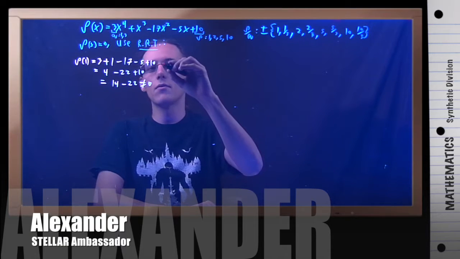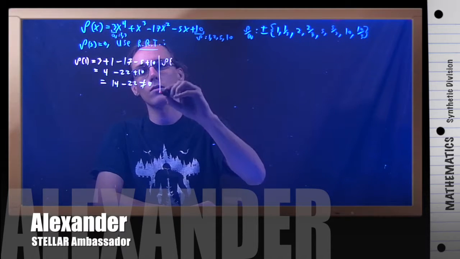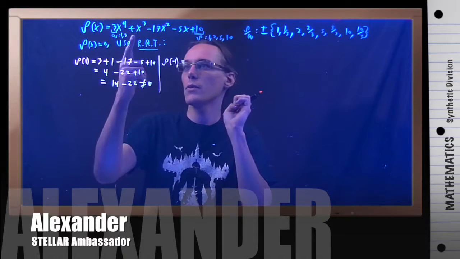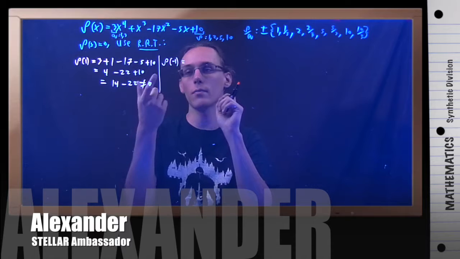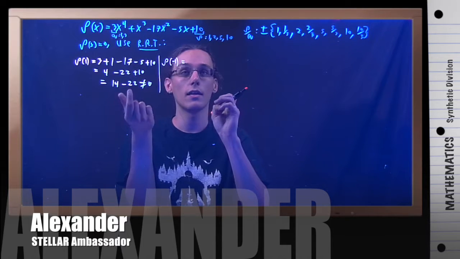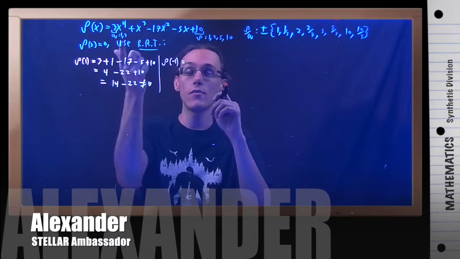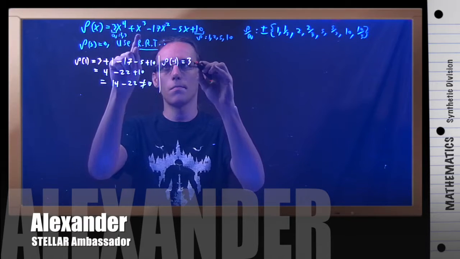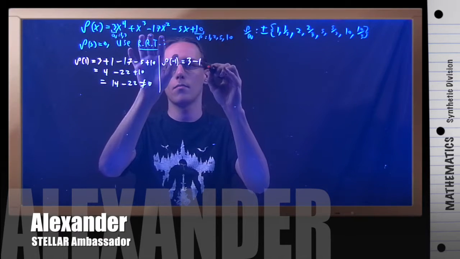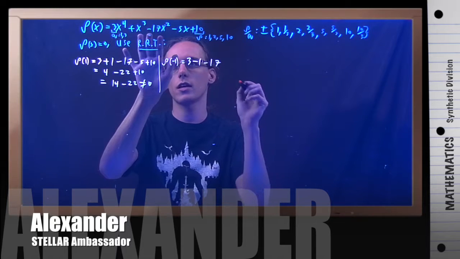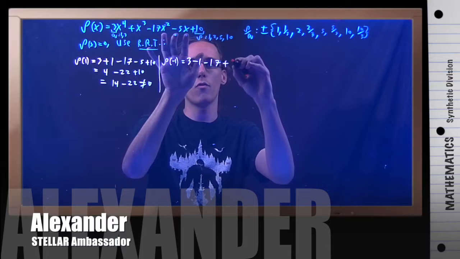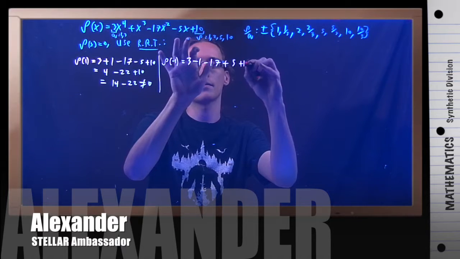Well, let me try negative 1. So p of negative 1. Now I just need to be a little careful. Anything with an odd power on the x, it's going to flip, because a negative to an odd power is still negative, where a negative to an even power is positive. So I'm going to have 3 minus 1 minus 17, the sign doesn't change, plus 5, because I have negative 5 times negative 1, and then plus 10.